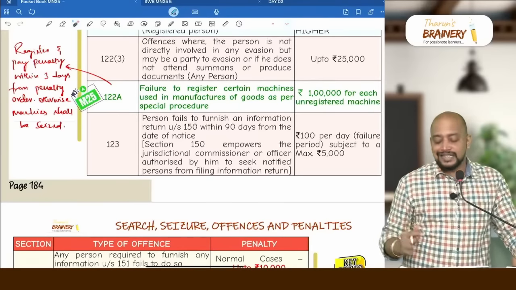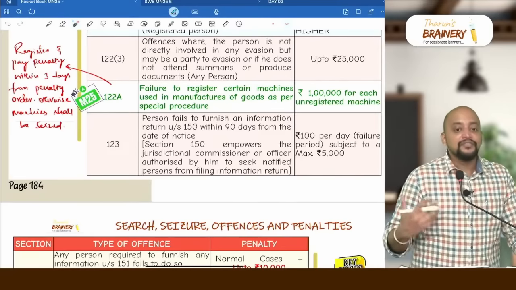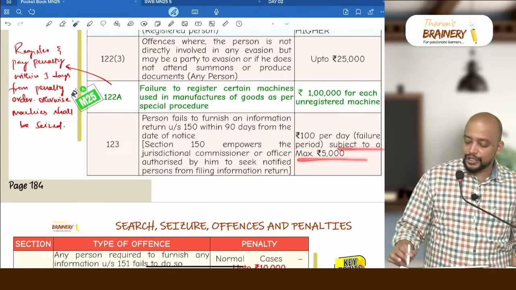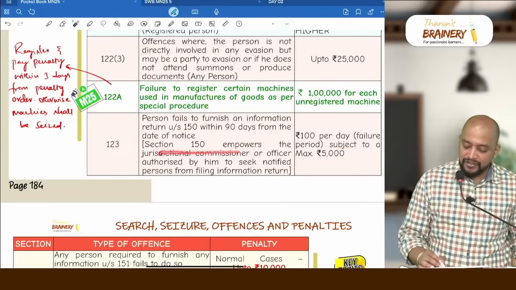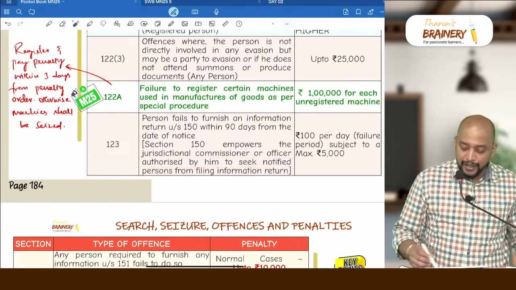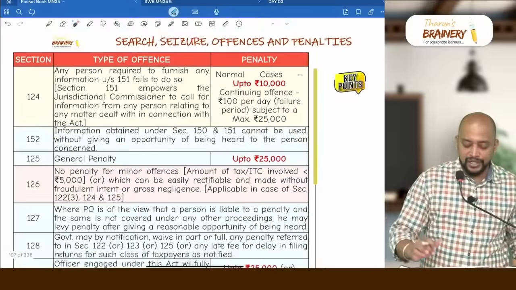Again it is under CGST. This is like our regular late fee for delay in filing returns. So 100 per day of failure period, subject to maximum 5,000. Section 150 empowers the jurisdictional commissioner or officer authorized by him to seek information from any person.